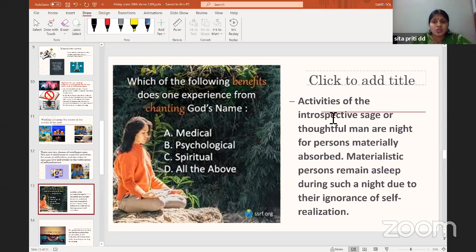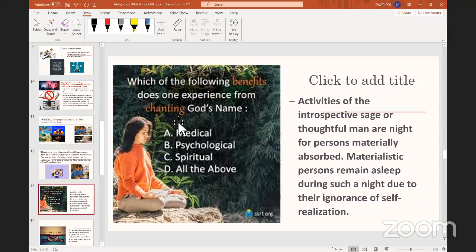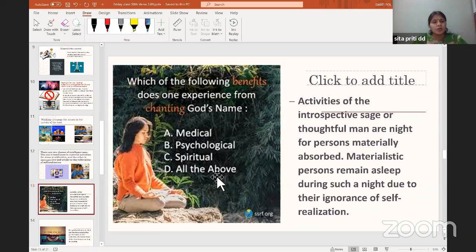See, activities of the introspective sage or thoughtful man. What does introspective mean? Any idea? Introspective. It has two words together. Maybe they think about what their position in life is. Very good. Think internally. Go internal and think about yourself. Get more absorbed in yourself, and then you can have the Lord within you.